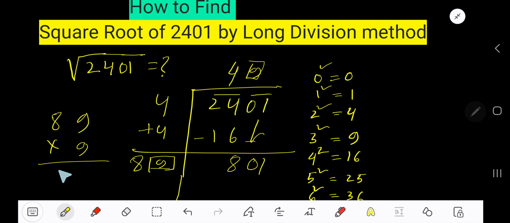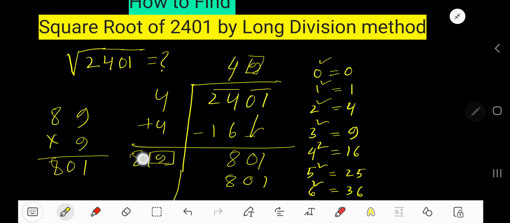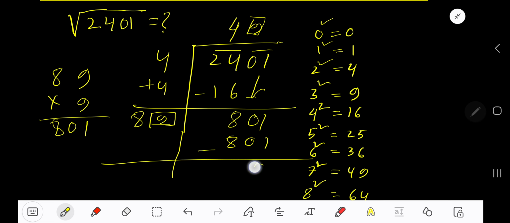9 times 9, 81. Write 1, carry 8 to the next column. 9 times 8, 72, plus 8 means 80. So the product is equal to this. So 9 times 89, which is 801. Subtract, we get 0. Since you have placed the digit 9 here, 9 will come here.